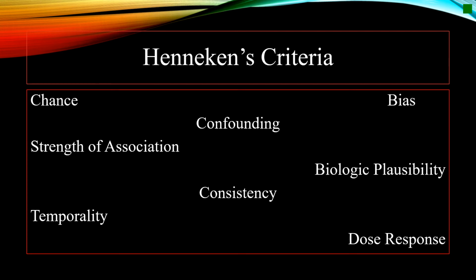So Hennekens' criteria, as we're probably all very familiar with by now, involves 8 components. They are chance, bias, confounding, strength of association, biologic plausibility, consistency, temporality, and dose response. In other words, if you can meet these criteria, then you might be able to posit having a causal relationship.